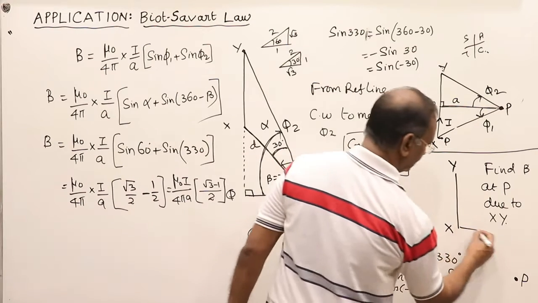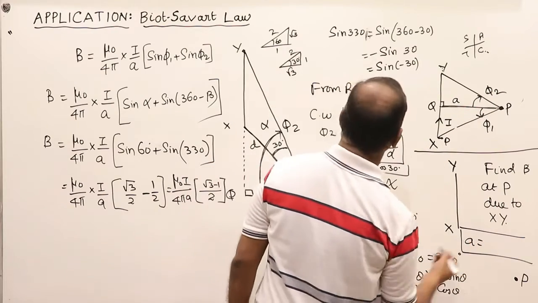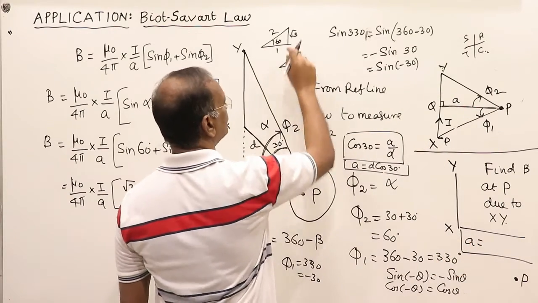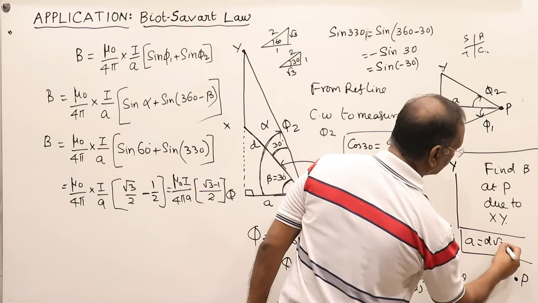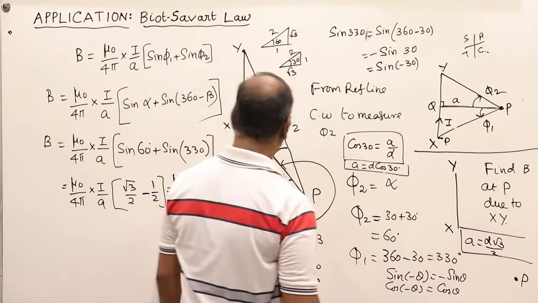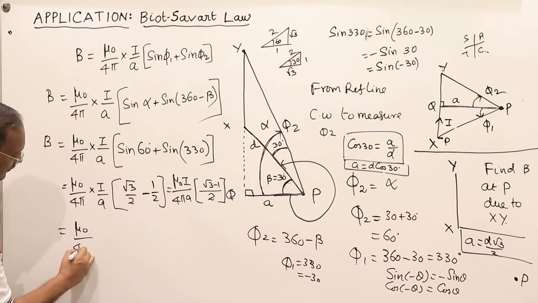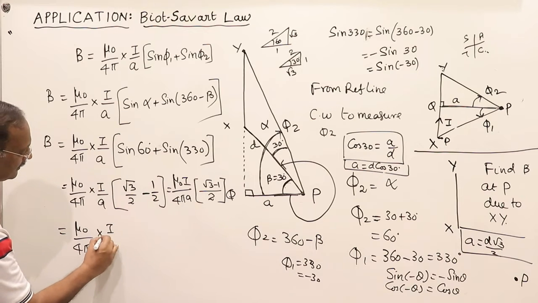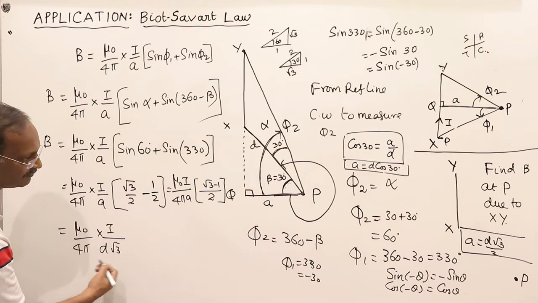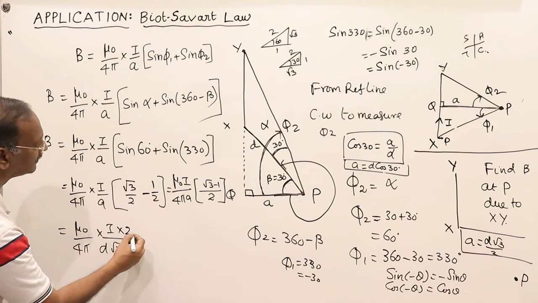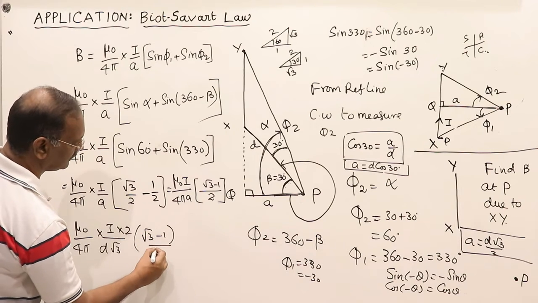So the value of A is equal to D cos 30. What is the value of cos 30? Cos 30 means root 3 by 2. That is D into root 3 by 2. So we can write this the other way also: mu naught by 4 pi into I, where A is equal to D root 3 divided by 2. This 2 will go on the top, into root 3 minus 1 divided by 2.